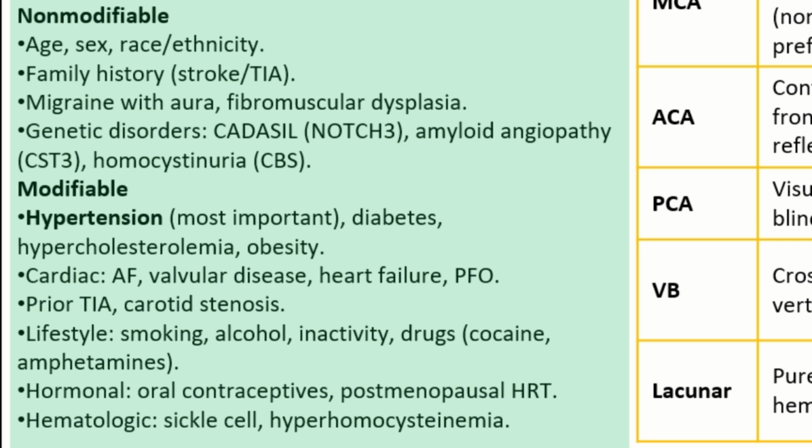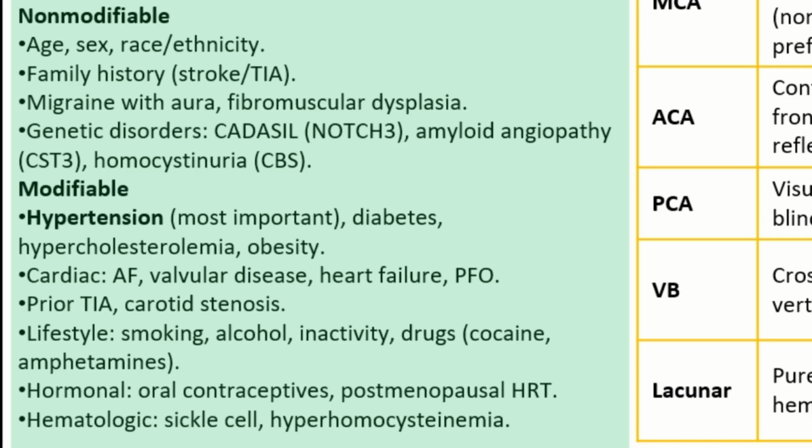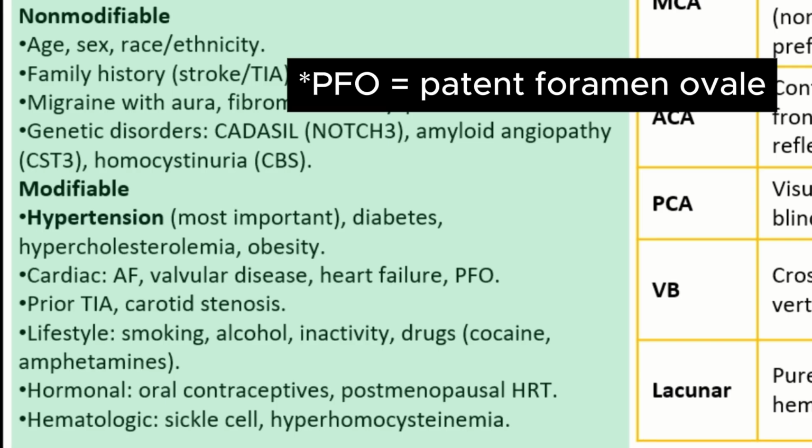Then the modifiable ones, we have hypertension, and this is the most common, the most important modifiable factor, hypertension. We have diabetes, we have hypercholesterolemia, we have obesity. When it comes to the cardiac system, we can have things like atrial fibrillation, whereby we have stasis of blood in the atria, which forms emboli that can be seeded to the brain. Then we have valvular heart disease, heart failure, and the PFO cause. Then we have prior TIA.